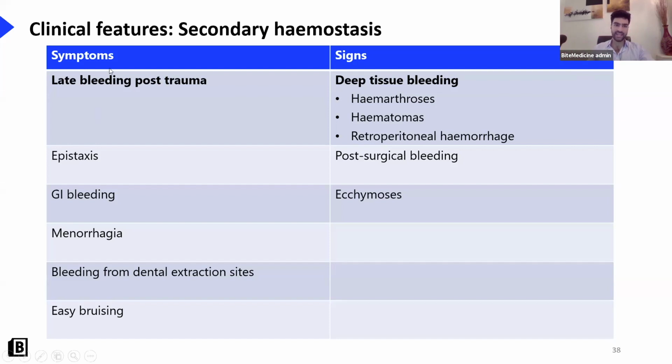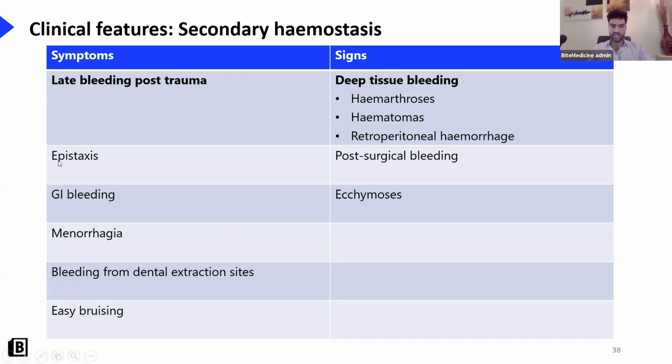That is a classical symptom, and the classical sign is you'd most typically get deep tissue bleeding. Deep tissue bleeding means bleeding into joints, which is known as hemarthrosis. You can get muscle hematomas, for example. You can get retroperitoneal hemorrhage. So you get deep tissue bleeding, whereas with platelet disorders, it was all very superficial, things like petechiae. So we're dealing with a different type of bleeding here.